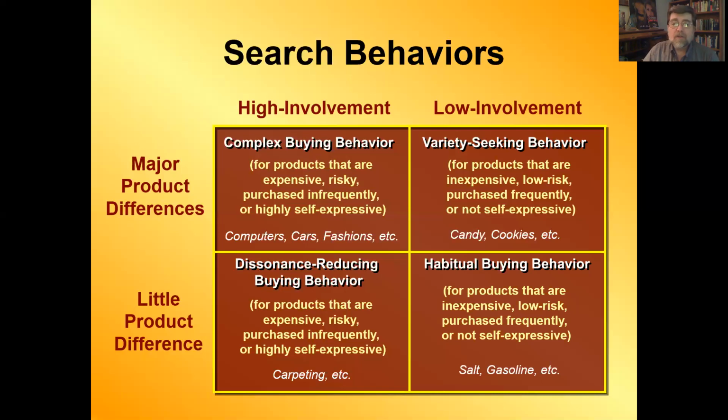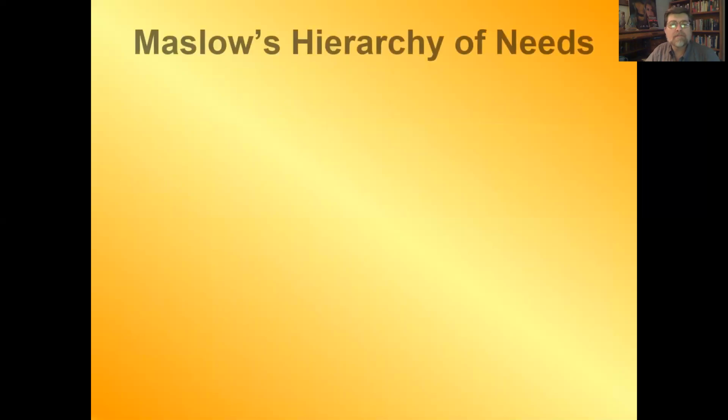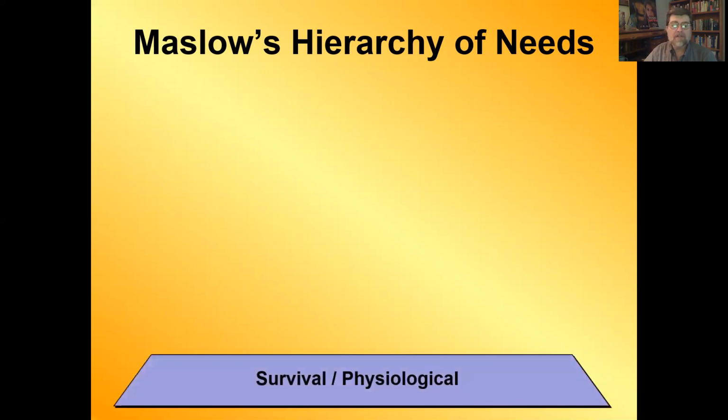So we have these various behaviors, and we need to be aware of, when we look at our product, what category does it fall into? We have talked previously about needs, wants, and demands, and I'm sure many of you have heard of Maslow's hierarchy of needs. It was a theory developed by Abraham Maslow in 1959, and it comes in the form of a pyramid. Now, many of you will know that the first level is survival or physiological needs.